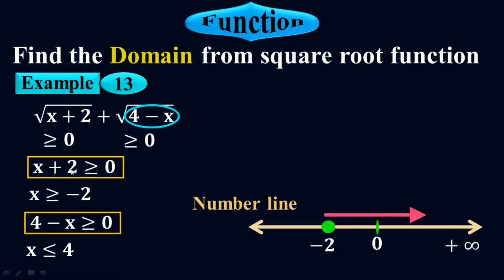Here I have no issue at all. x is in the same place. Just 2 will go on the other side to become negative 2. So I shouldn't change this symbol. But in this case it's a bit different. This 4 will go on the other side to become negative 4. So negative x on one side and negative 4 on the other side. Therefore, to change the sign from negative to positive, this symbol will change. If it is greater, it will become less. If it is less, it will become greater. 4 minus x greater than or equal to 0 means that x is less than or equal to 4.